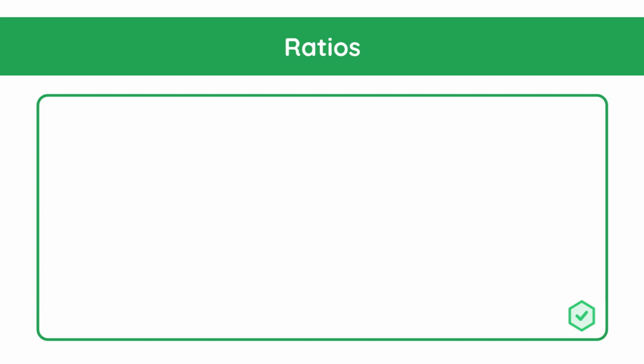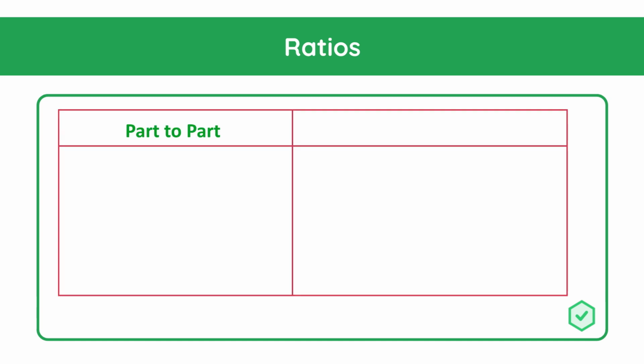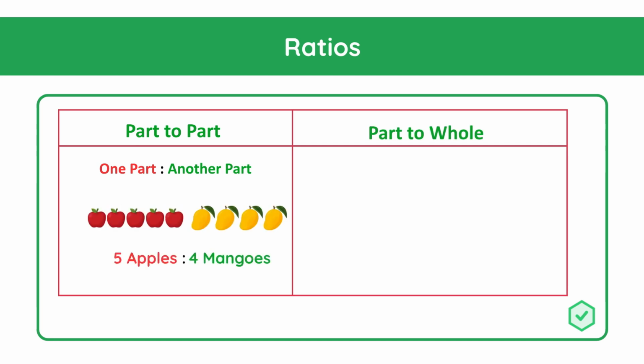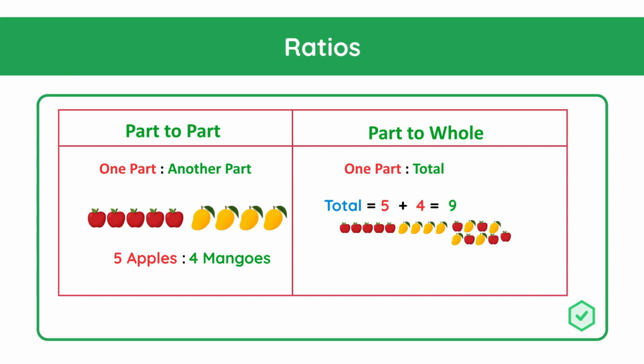Now there are 2 types of ratios you should know. The first is part to part. This compares one part to the other part, like apples to mangoes, 5 to 4. The second is part to whole. This compares one part to the total. For example, the total fruit is 5 plus 4, which is 9. So the ratio of apples to total fruit is 5 to 9. This idea of part to whole is very important and we'll use it throughout the video.